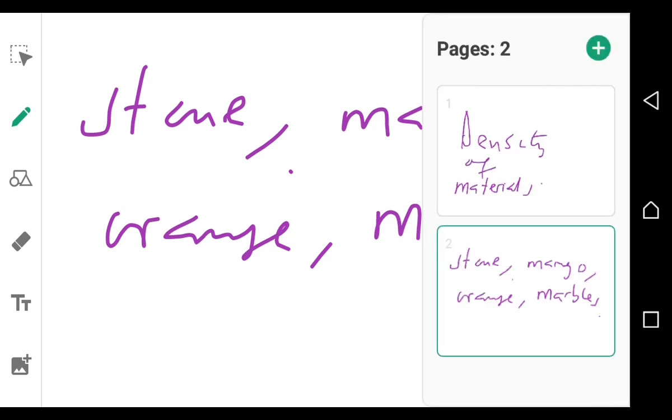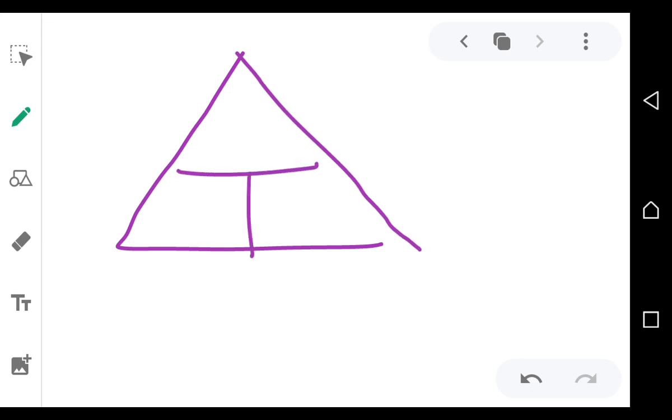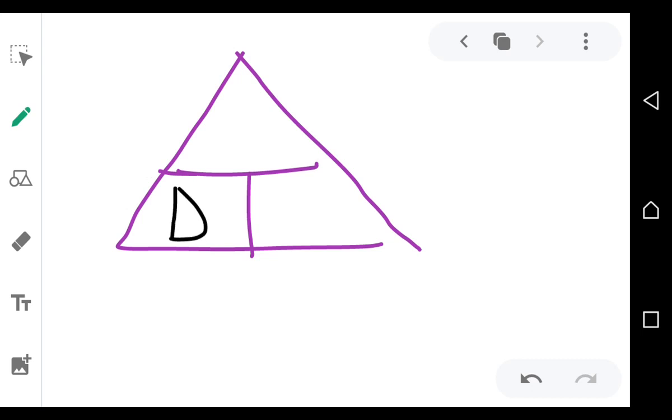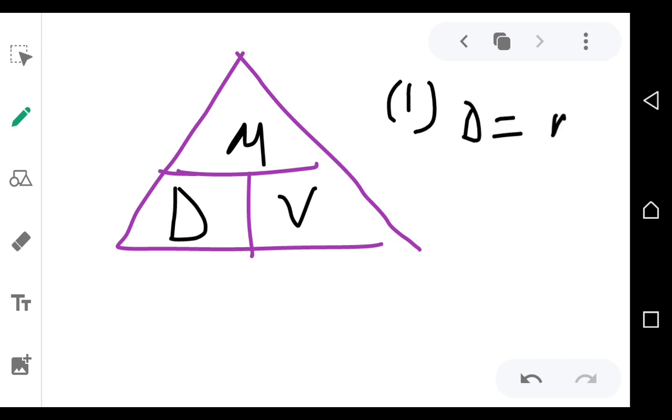However, when you're finding the density, there's this triangle that you're supposed to know. The formula for density is equal to mass over volume. This is the triangle that you're supposed to memorize. From this triangle, you can extract three formulas. Density is equal to mass on top over volume. That's the first formula you can extract.